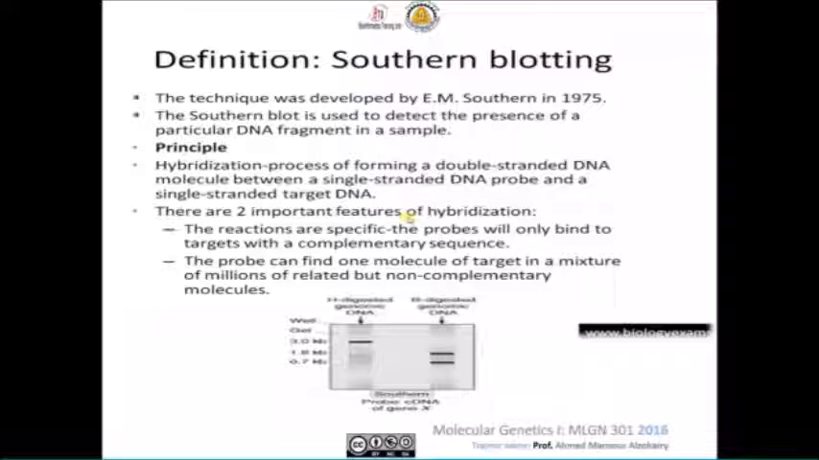There are two important features of hybridization. Number one is that the reaction is specific: the probe will only bind to a target with a complementary sequence. Number two is that the probe can find one target molecule in a mixture of millions of related but non-complementary molecules. So with Southern blotting, we can simply detect the existence of any DNA sequence in a specific tissue type or cell type.